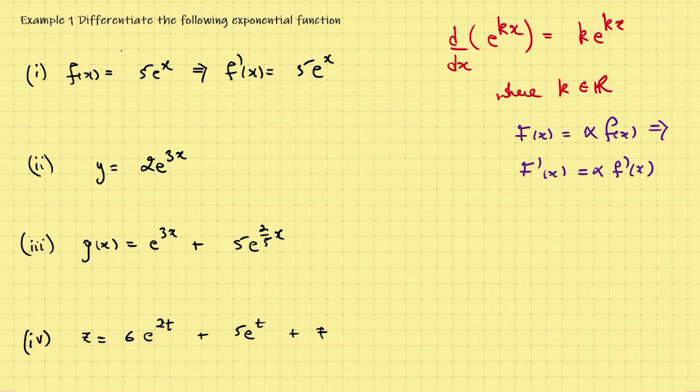So part 2 of this example, again, I'm going to use the statement in red and the statement in purple together. The 2 is just going to stay where it is, and then using the statement in red, the e to the 3x is going to give me 3 at the front, and I'm going to have e to the 3x as the thing in itself. So I'm going to get 6e to the 3x. So that's the second function differentiated.